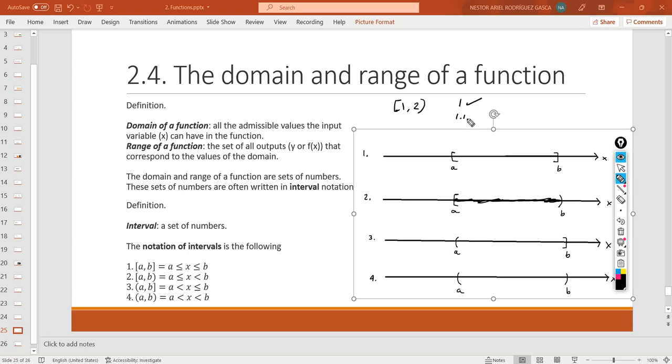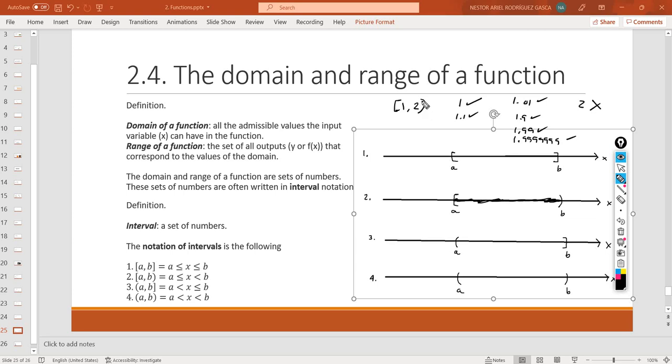The number 1.1, the number 1.01 is also inside this set. The number 1.9 is inside here. The number 1.99, which is slightly less than 2, so it's included here. The number 1.9999999 is also here because this number is less than 2. But the number 2 itself is excluded. That's what this means. The number 2 is not within this interval.